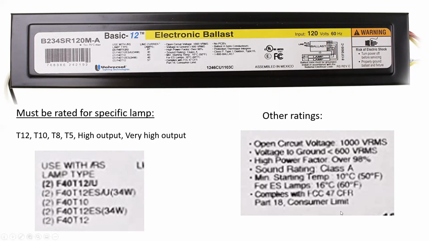This ballast, you'll notice, is not a high output or a very high output, and because of that, you'll notice here it says minimum starting temperature 10 degrees centigrade. So if you're in a location like a walk-in fridge or freezer at a large food storage warehouse, this lamp is not going to turn on with this ballast. You would need to get one that's specific for the application.